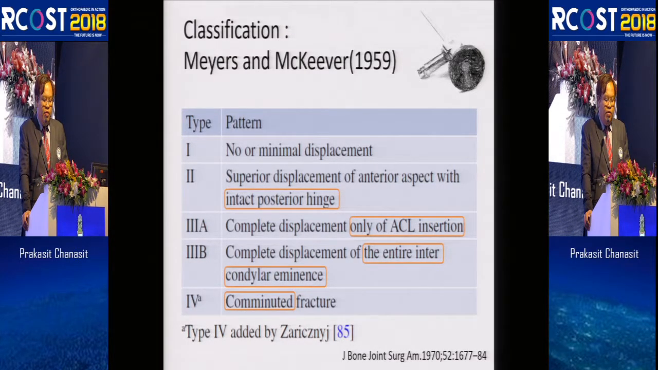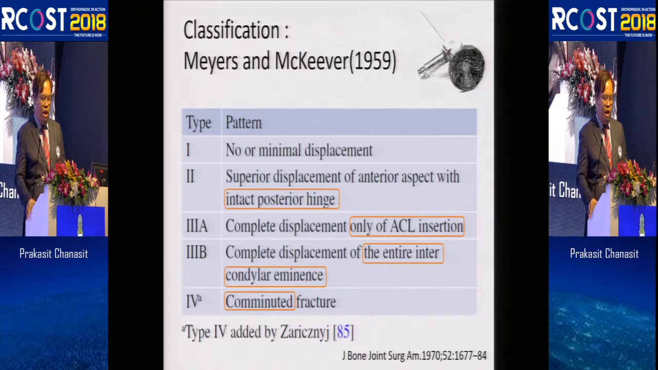The ACL avulsion fracture is classified by Meyers and McKeever in 1959. At first, they classified it in only three classes, types 1, 2, and 3, and then after that in 1970, Dr. Zaricznyj added the 3A, 3B, and type 4. We're going to start with type 1.